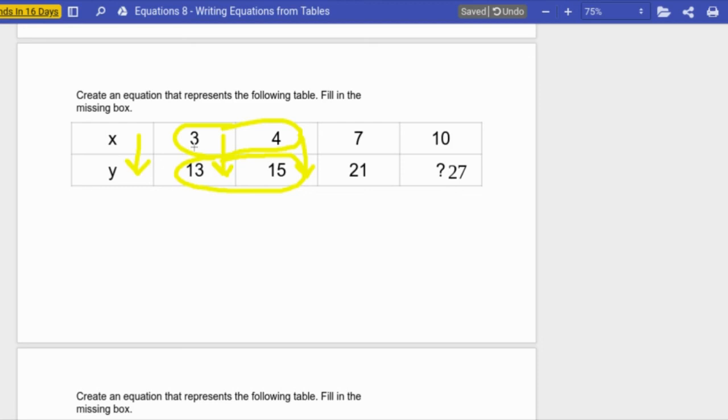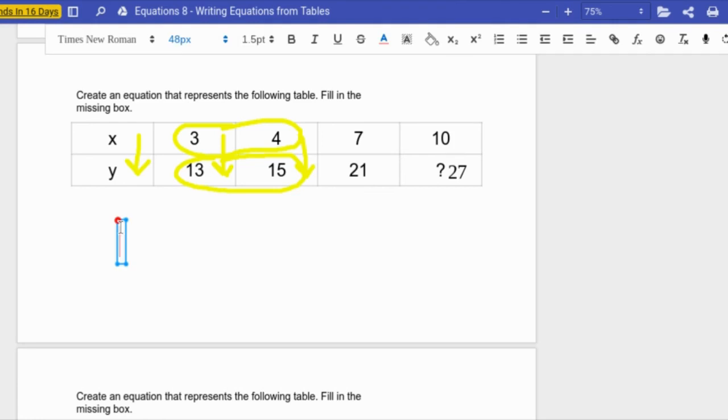So 3 times 2 is 6, and then I would have to add 7 to equal 13. 4 times 2 is 8, and then I would add 7 and get 15. 7 times 2 is 14, plus 7 is 21. And oh look, I already have your answer in here. 10 times 2 is 20, plus 7 is 27.